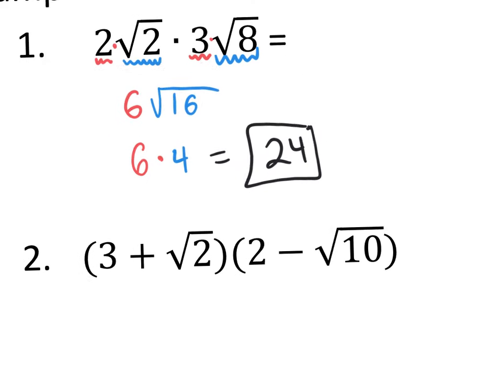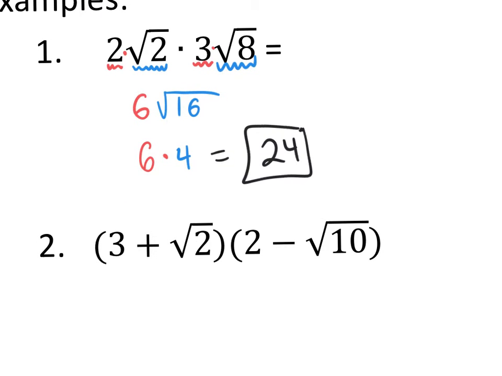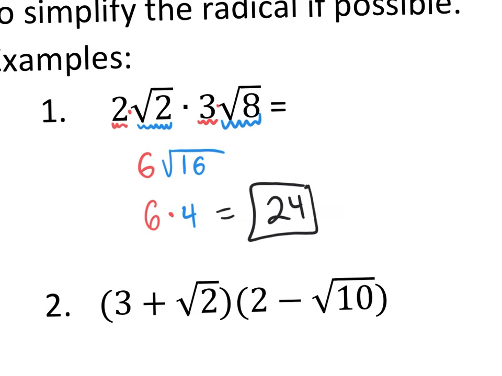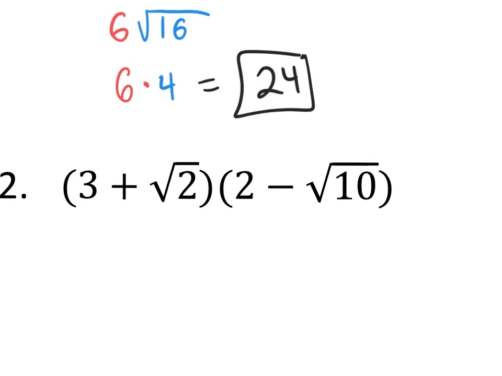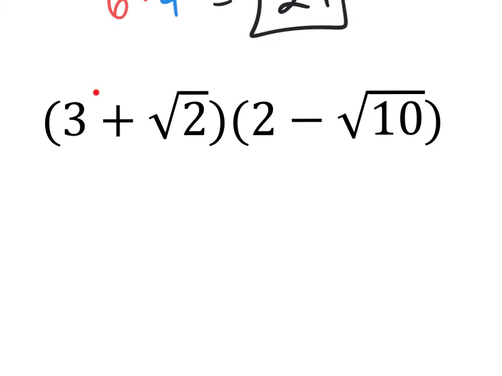Let's try some more fun problems with multiplication. So that was pretty straightforward. Multiply the numbers, multiply the radicals, try to simplify the radical. But what if we have this? We have a binomial, 3 plus square root of 2, times a different binomial, 2 minus square root of 10. Again, treat the radicals as if they were variables. So you could kind of pretend like this was an x. You could kind of pretend like that was a y. But anyway, let's start distributing.